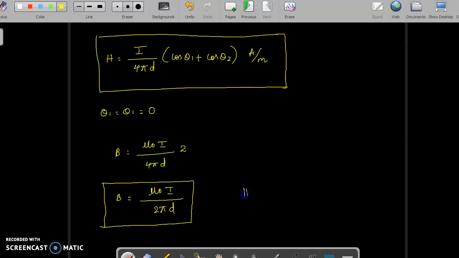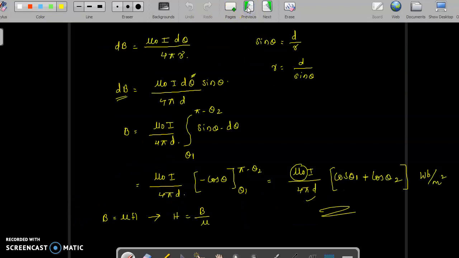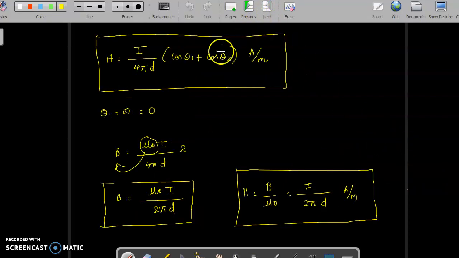Similarly, the magnetic field intensity H is B by mu naught. If you take mu naught to the left, H is I by 2 pi d ampere per meter. So finally we obtain the expression of the magnetic field intensity and magnetic flux density of an infinitely long conductor at any point around it. Similarly, if the conductor is of finite length, we can also use the earlier expression to find the magnetic field intensity and magnetic flux density at any point in the vicinity of the conductor.